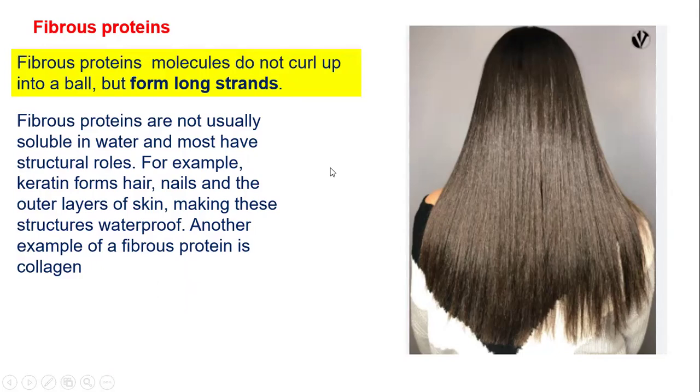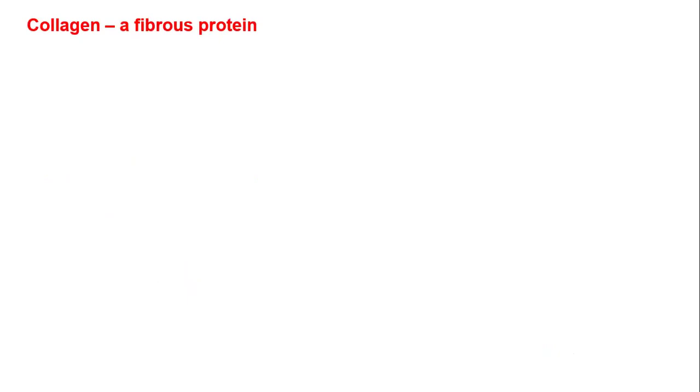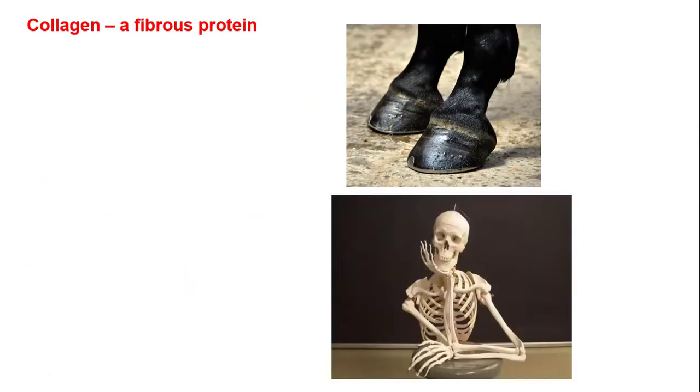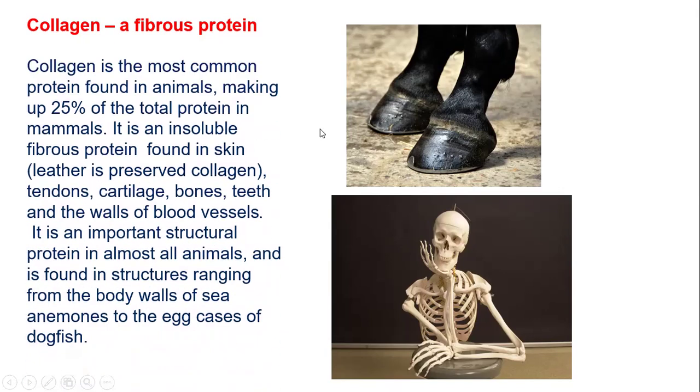So let's look at collagen as an example of a fibrous protein. Collagen is very abundant in different parts of our bodies. You find it in the hooves of animals. You're going to find it in our veins, in our arteries, in tendons, in bones, in shells of different organisms. So collagen is very important as a structural protein, providing support and protection to the different parts of the body where it is found. So this collagen is insoluble.